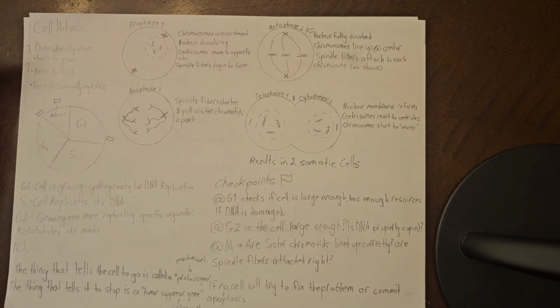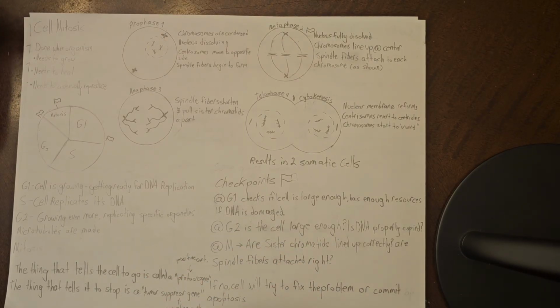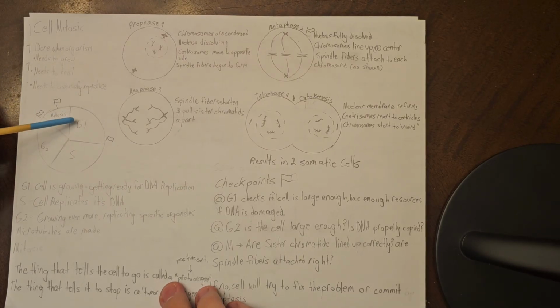Okay, let's talk cell mitosis. So cell mitosis happens when an organism needs to grow or to heal, or if it needs to asexually reproduce, like bacteria and stuff. Most of the whole cell cycle of mitosis is actually just interphase.